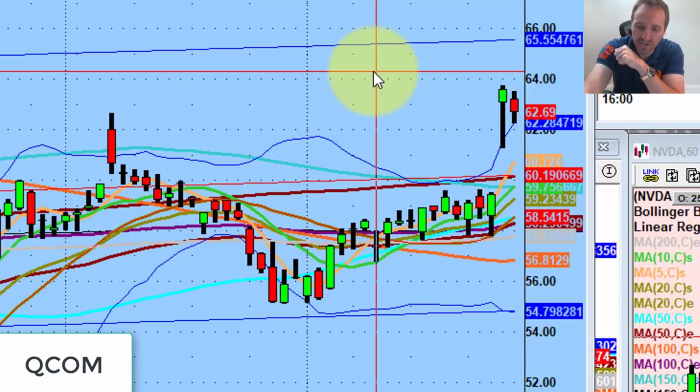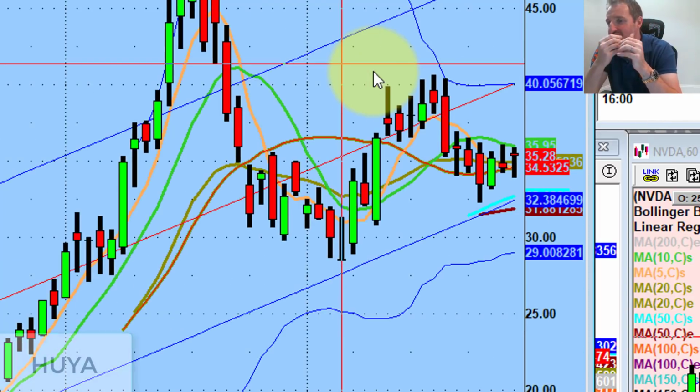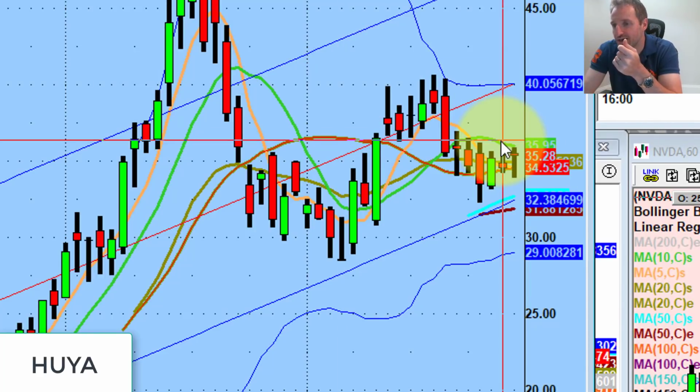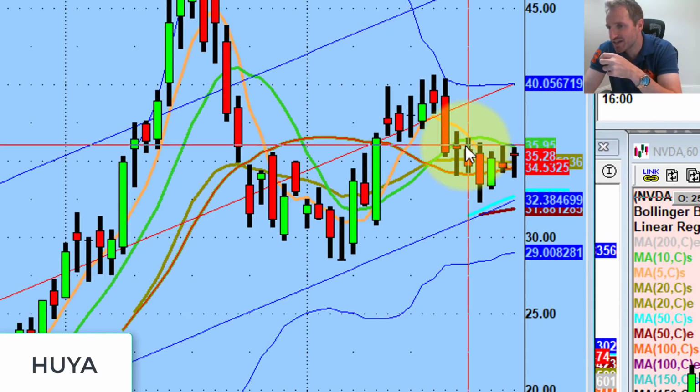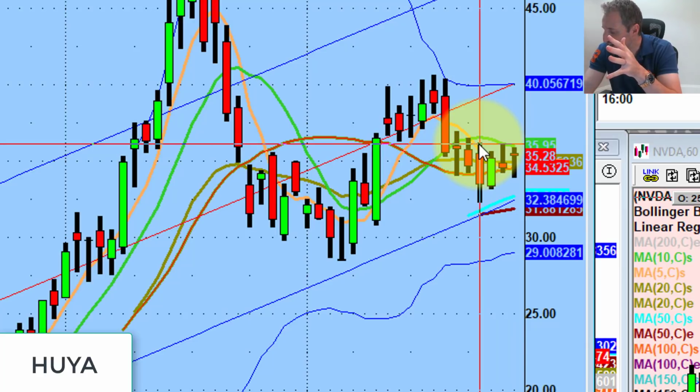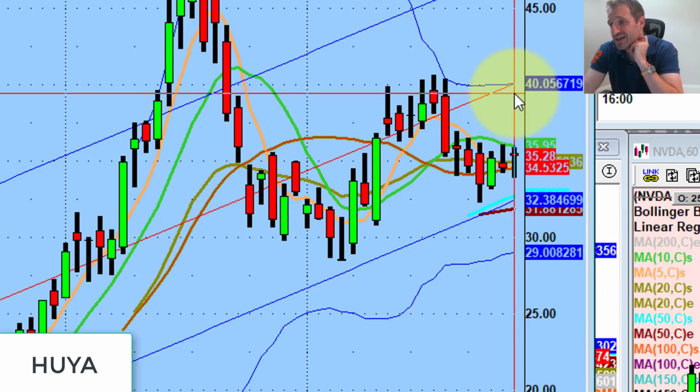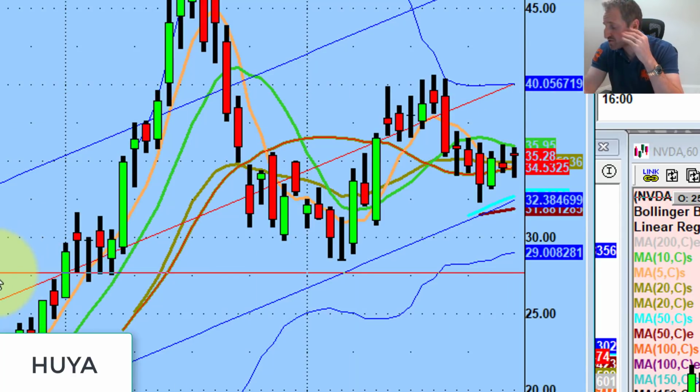And I kind of like this Huya. Obviously my bias is to the sell side, but there's also a lot of pretty good upside potential. If it starts building above this 10-day moving average, roughly around the 3620 area, you could get a very aggressive move. So that's it, guys.